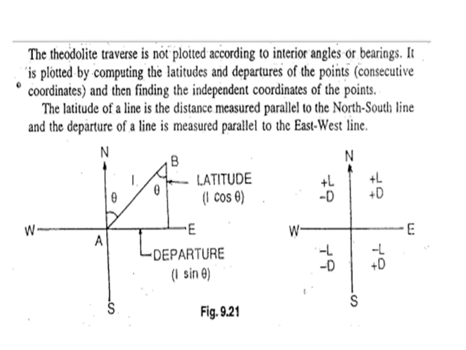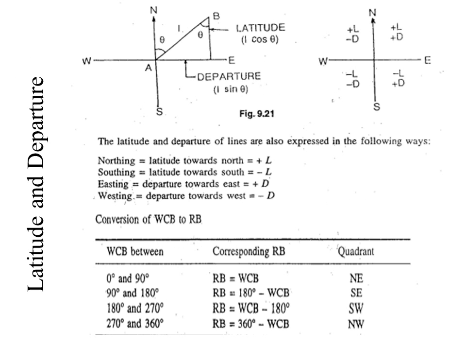The traverse is not plotted according to interior angles or bearing. It is plotted by computing the latitude and departure of the points, that is consecutive coordinates, and then finding the independent coordinates of the points. The latitude of a line is the distance measured parallel to the north-south line, and the departure of a line is measured parallel to the east-west line. Whenever you are considering the latitude or departure, theta is the reduced bearing of line AB. So whenever you calculate the latitude and departure, you must consider the reduced bearing of a line.